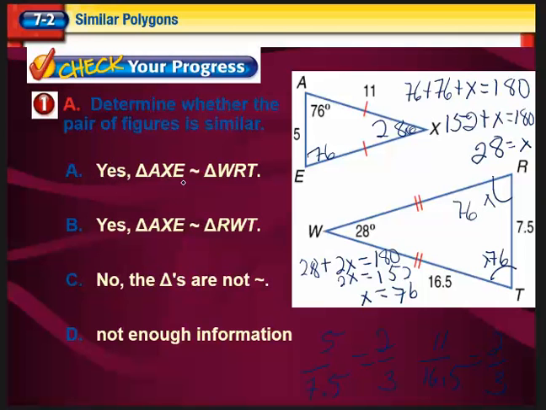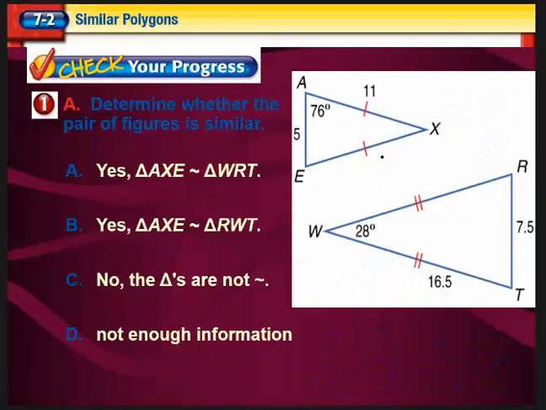Now, which similarity statement is correct? Let's erase all this stuff so we can see a little bit better. If I name this triangle AXE, can I name this triangle WRT? Am I matching corresponding parts? Does W match with A? I sure hope you said no.